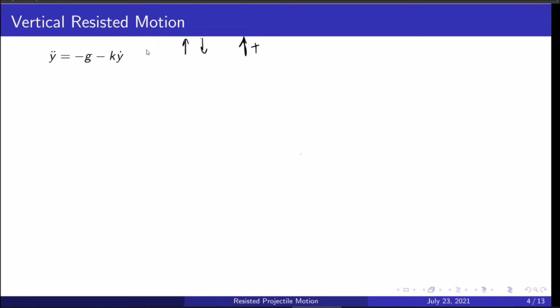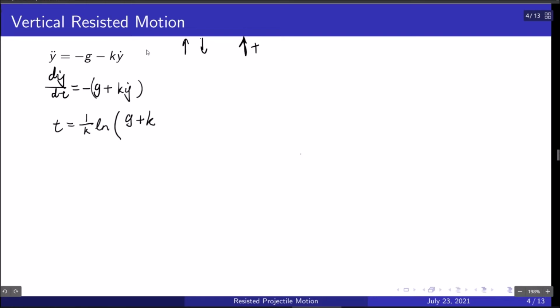Now, I'm pretty sure we did write it as y double dot equals negative g plus ky dot. So this was the differential equation we tried to solve, and solve it we did. We figured out that t would be equal to 1 over k log of g plus ky dot naught over g plus ky dot. I'm not going to go through the whole process because we've already done it multiple times.